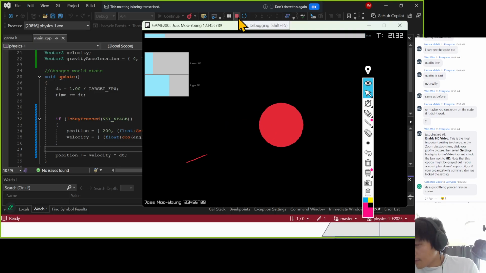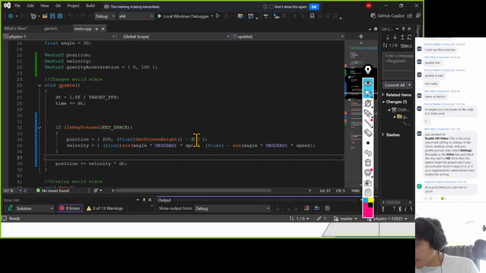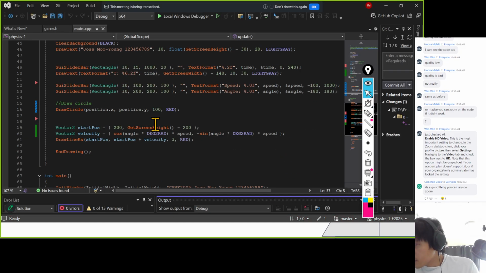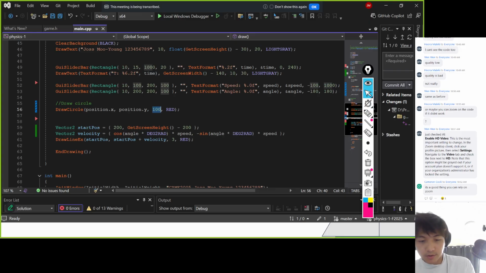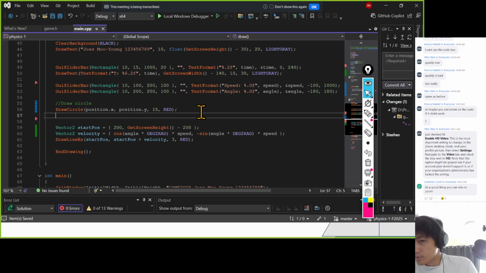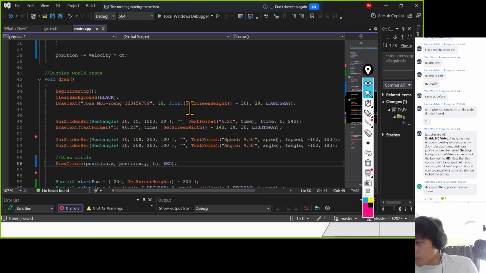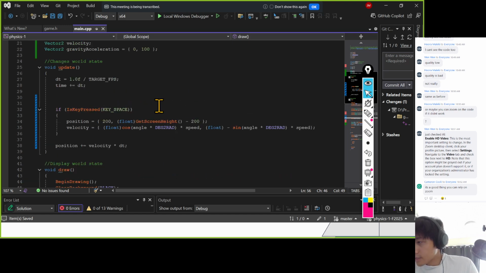Cool, cool. I'm going to adjust the parameters here a little bit. I'm going to change the radius of that. Let's make the radius of the circle much smaller. 15 pixels radius. So it's 30 pixels across in diameter. I think that's reasonable. Okay, so we'll do that. Let's also add gravity here.